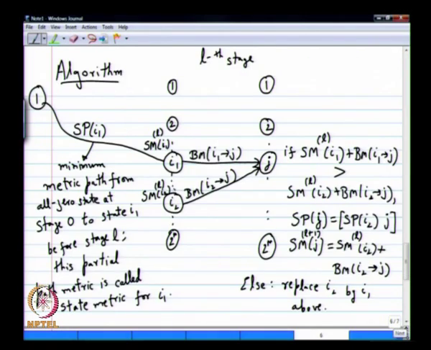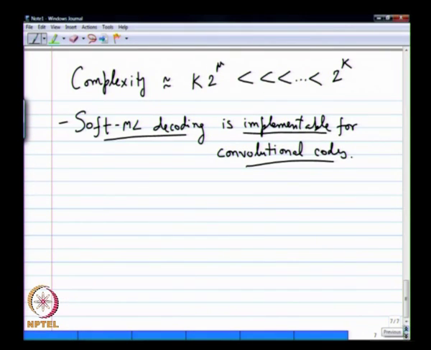Sir, how much penalty is it going to incur for us if we don't end the trellis exactly with all zeros? Okay, I'll make a comment on that. Just 1 minute.